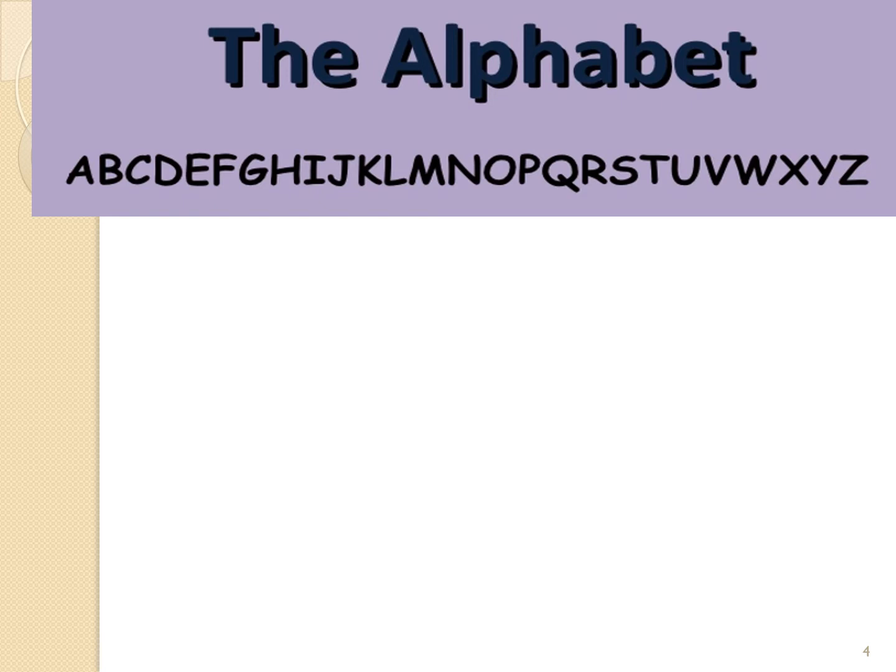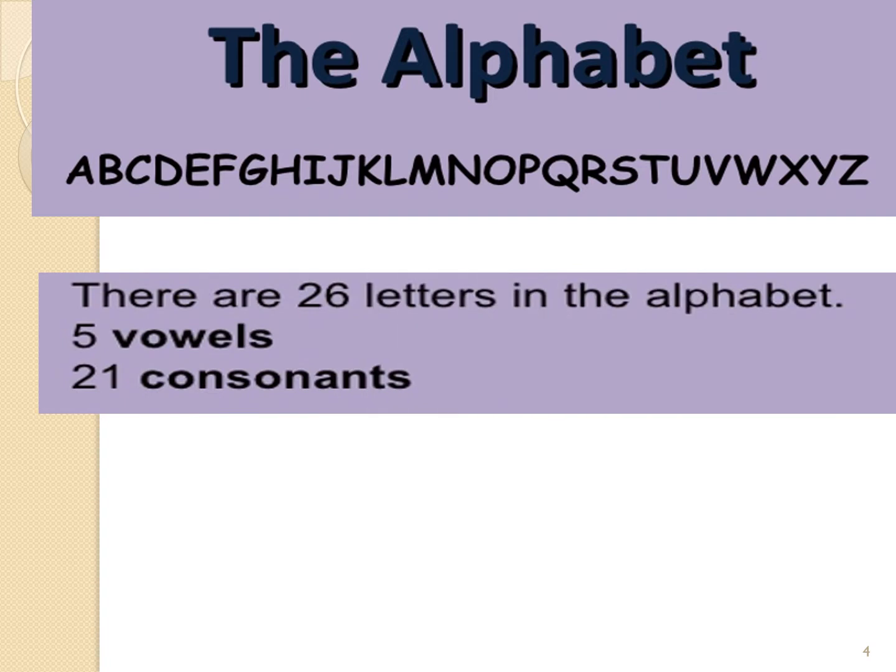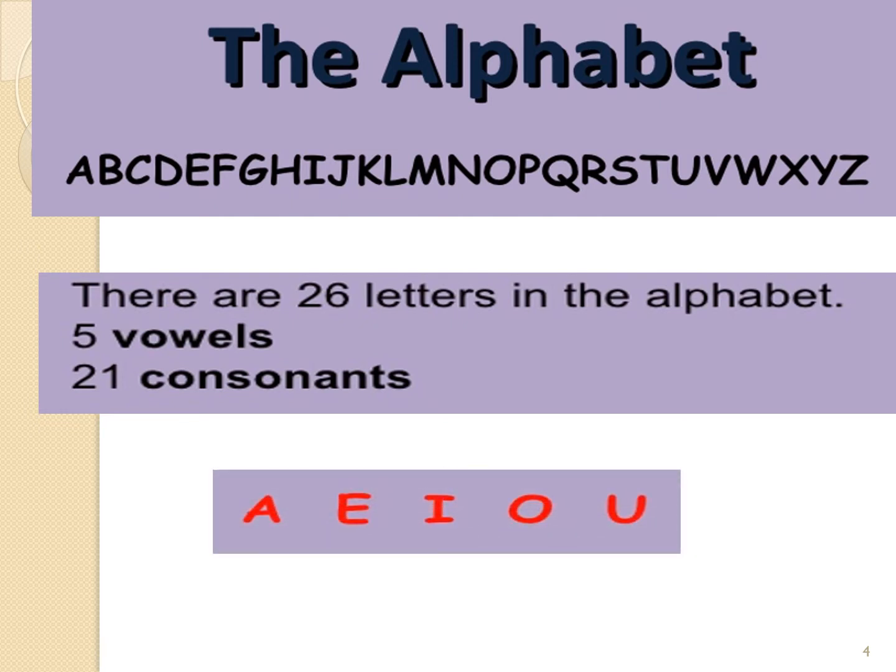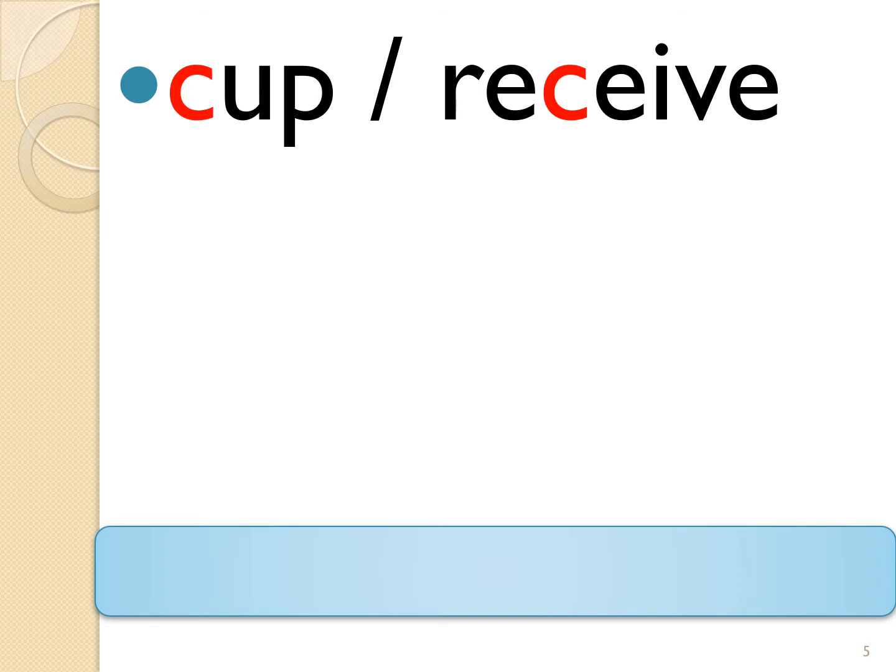Right, this is the alphabet, that is the letters in the alphabet. You all know them. In English, there are 26 letters, 21 consonants, and 5 vowels that you all know: A, E, I, O, and U. Right. Now, I want you to focus on this pair of words. Cup, receive. We notice that we have the same letter, C, but the pronunciation is different. The C is pronounced as K in cup and as S in receive.